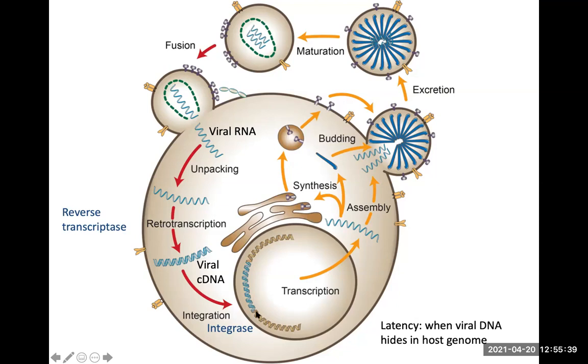And it can stay there dormant, latent. When this cell divides, it will pass on a copy of this to the new cell that it makes. On the other hand, a small amount of virus can be produced, so you can get the synthesis and assembly of a few new virus particles that can gently release and then find another cell. And so the process repeats. So latency is when the viral DNA hides in the host genome.